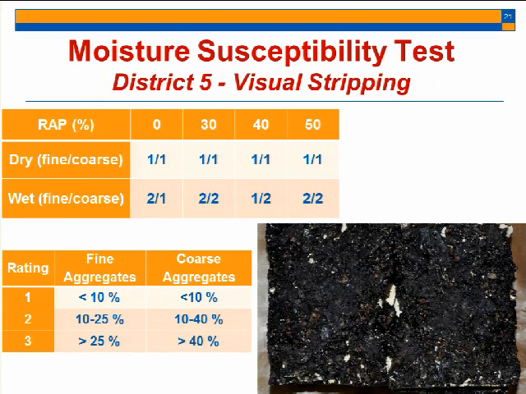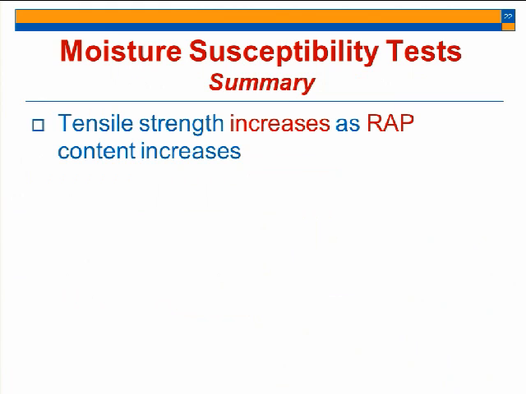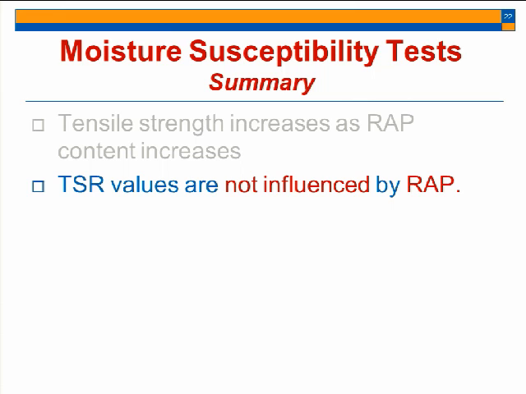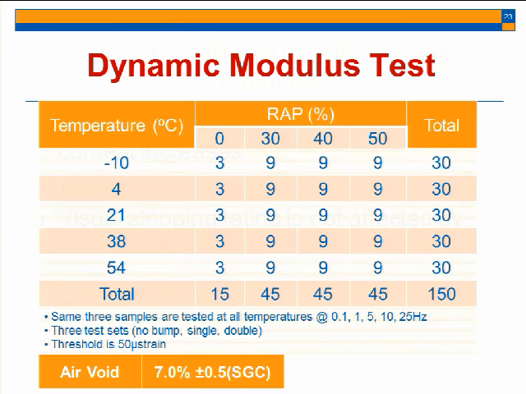Anyways, so the visual strippings for the District 5 samples were also very good, and all of them fall around or equal to the virgin aggregates, virgin mixtures. So tensile strength increased as the RAP content increased, and there was no influence by RAP on the TSR values, no negative influence, and the visual stripping rating is not affected by the RAP as well.